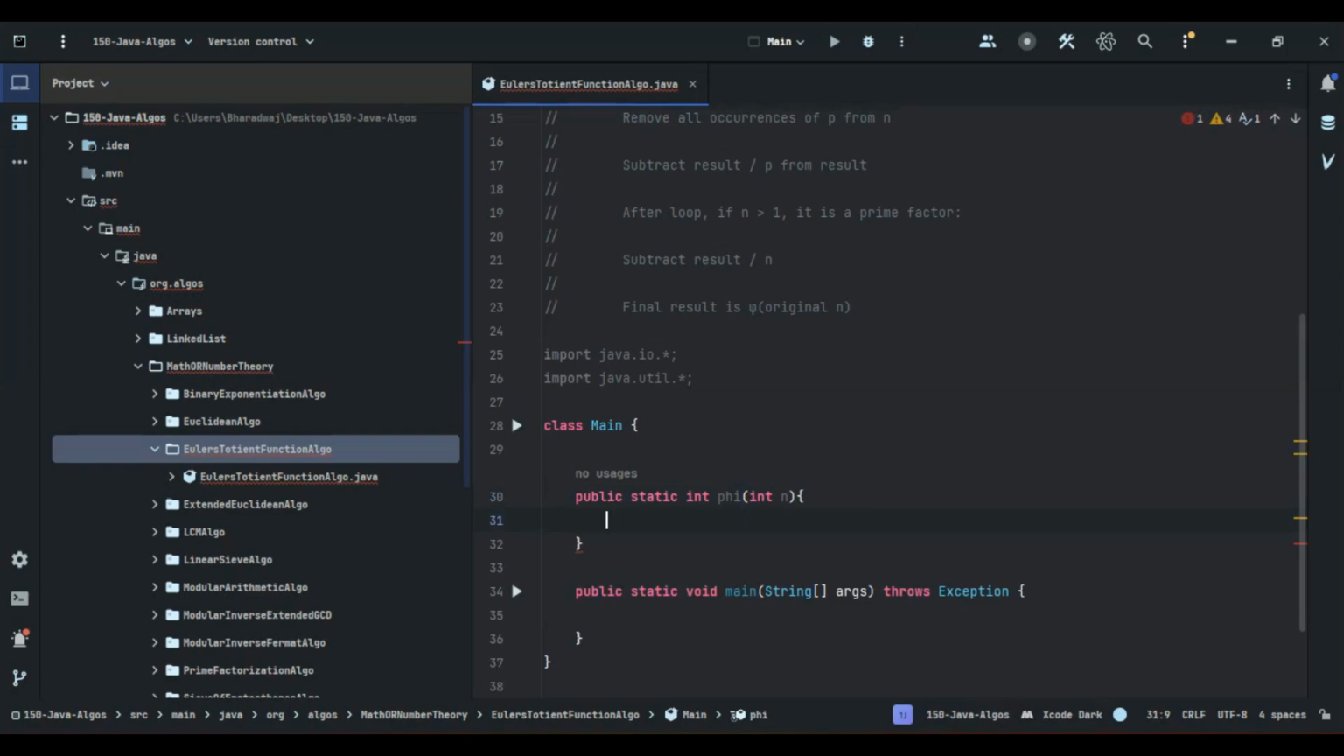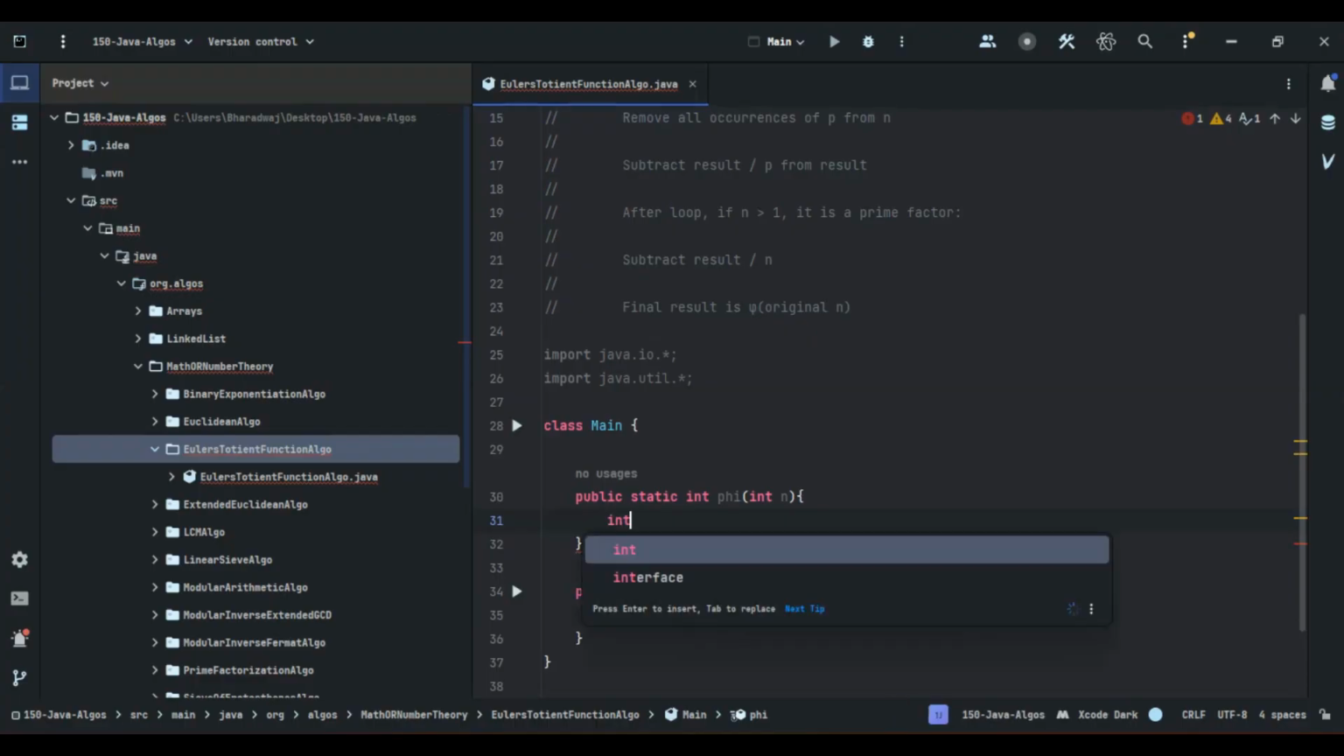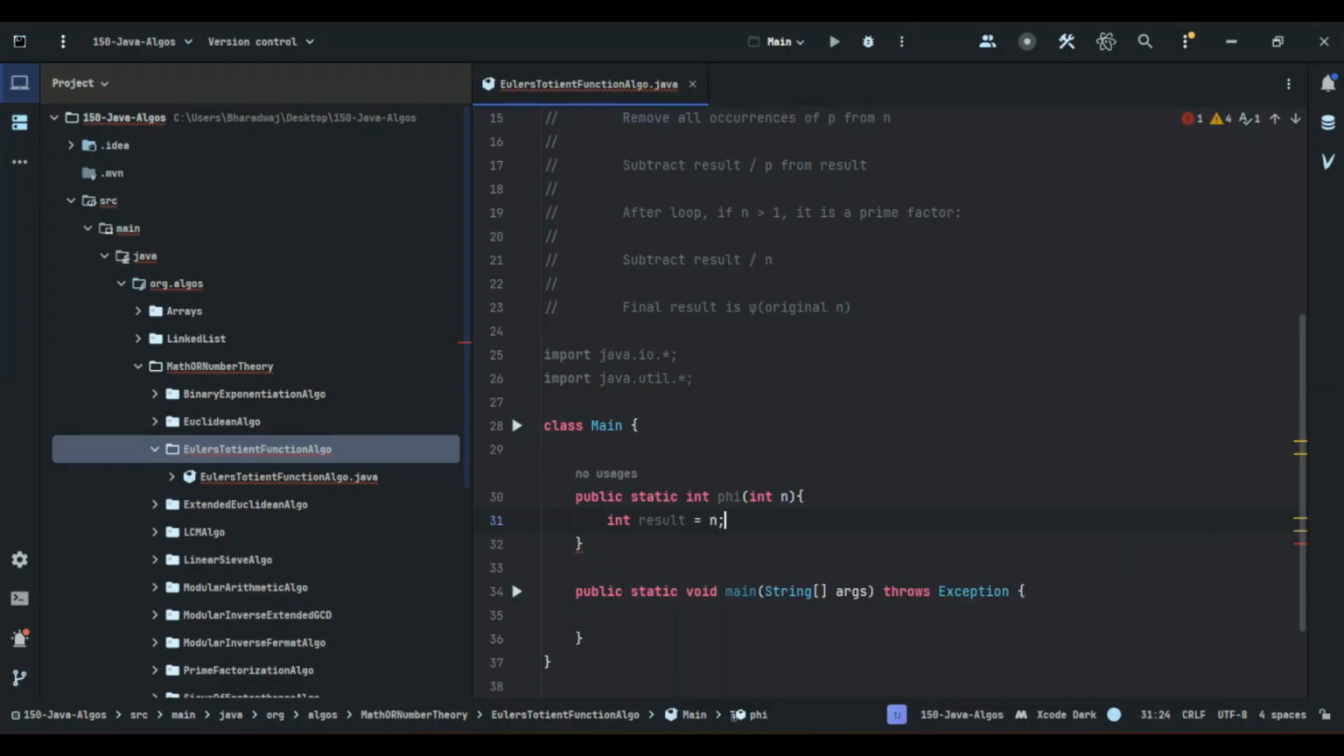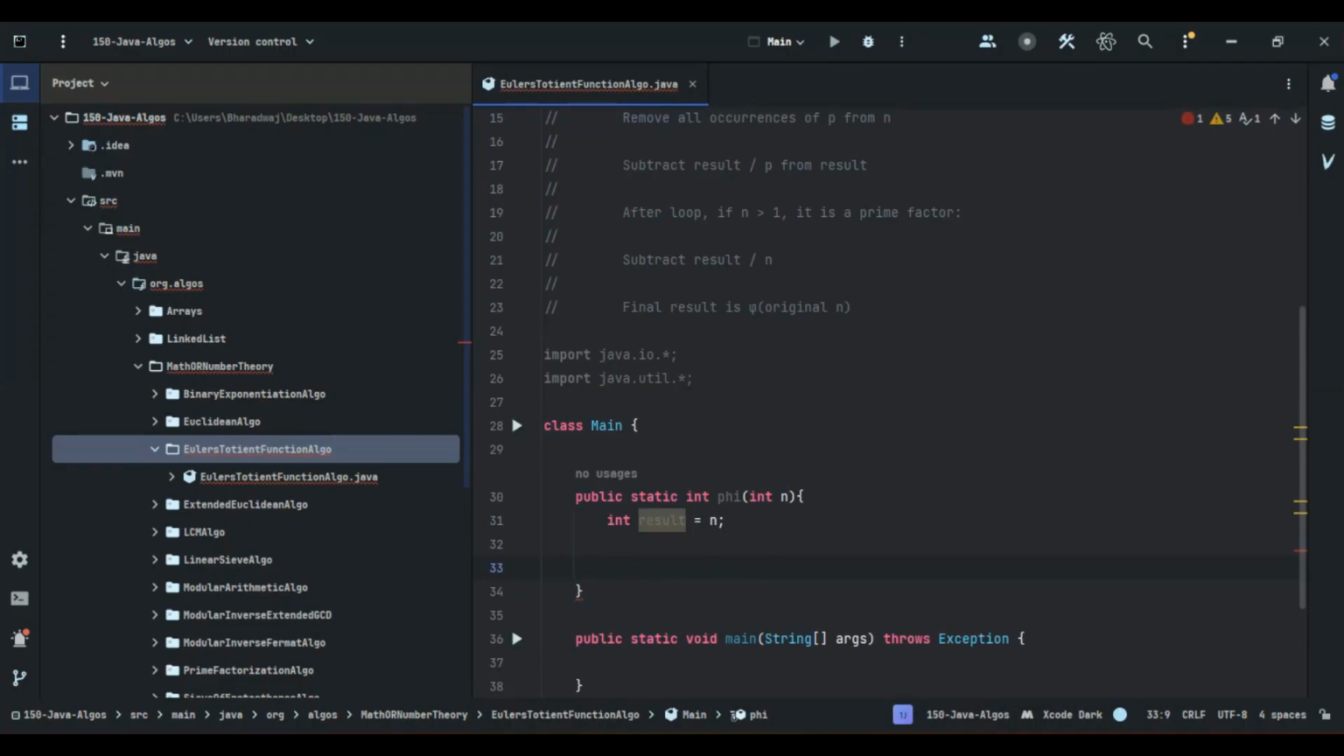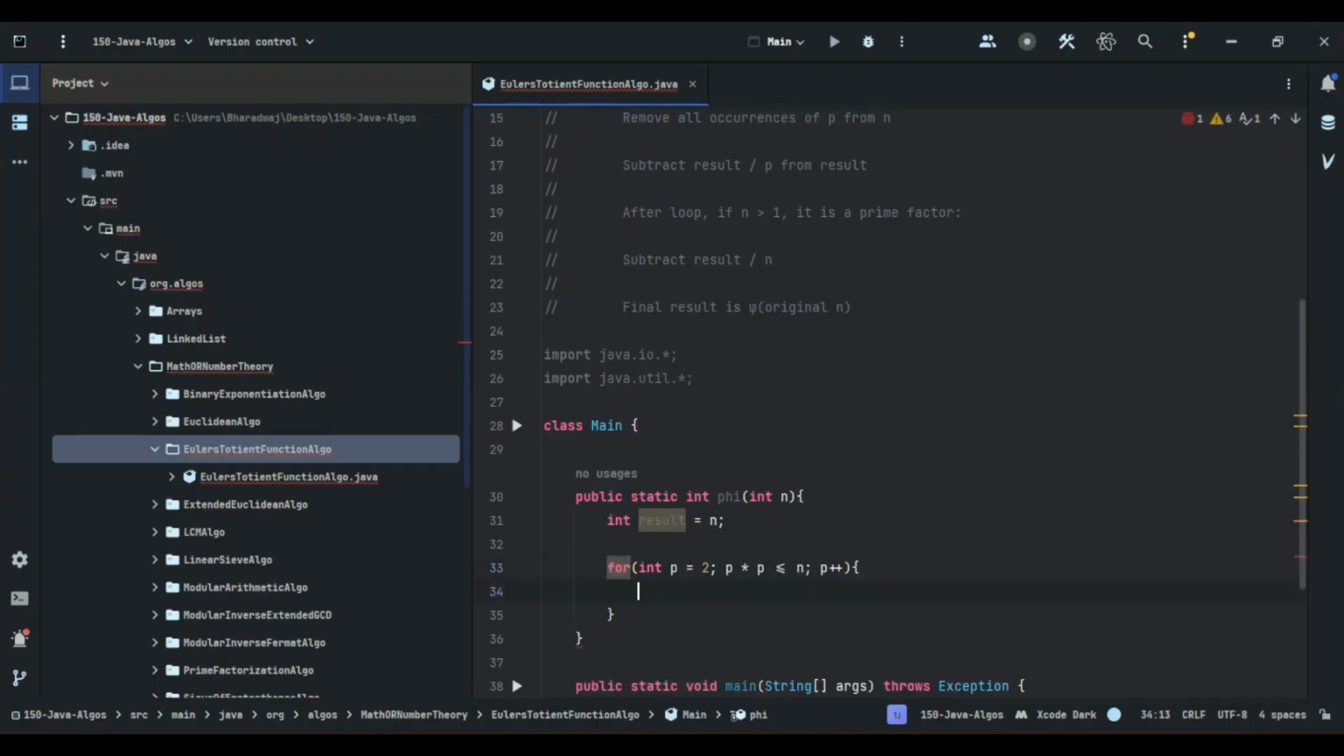Within this particular method, first, according to the algorithm, we have to initialize the result as totient of n, which starts with n. So I'll consider the result variable and assign it to n. Next, let's move on with the for loop. In the for loop, we have to iterate till the square root of n. So for int p equals 2, p into p less than or equal to n, then p plus plus. Within the for loop, we have to check if p is a prime factor or not.